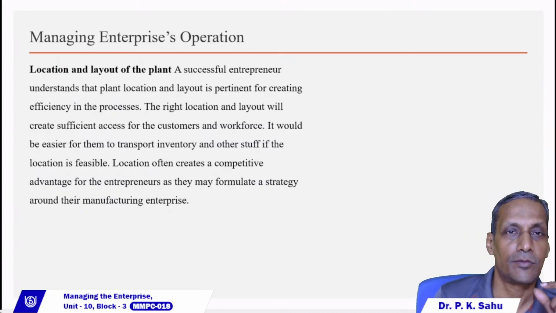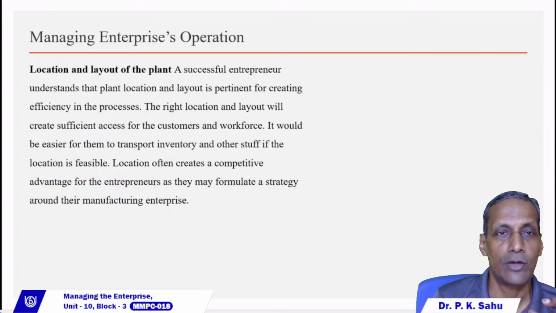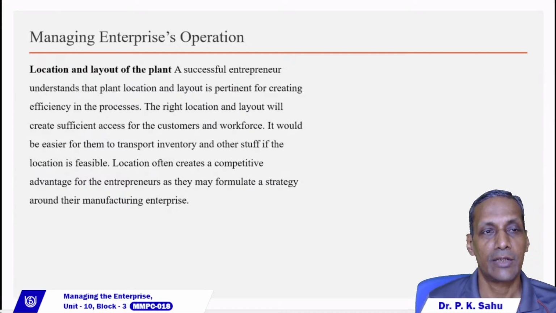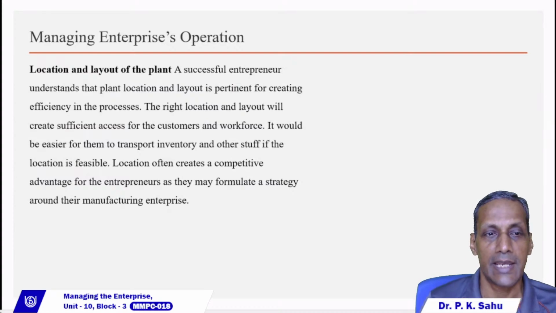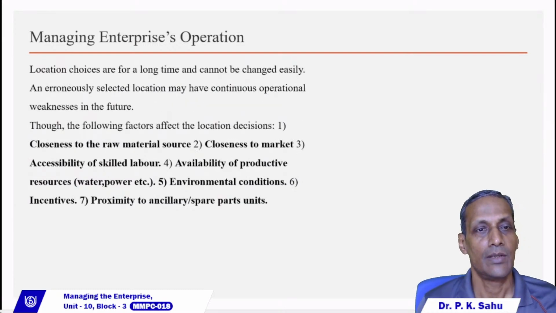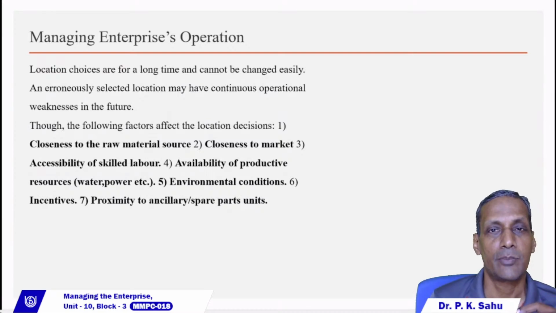We have discussed at length managing enterprise operations; location and layout of the plant is an important feature. A successful entrepreneur understands that plant location and layout are pertinent for creating efficiency in the processes. The right location and layout will create sufficient access for the customers and workforce. It would be easier to transport inventory and other items if the location is feasible. Location often creates a competitive advantage for the entrepreneurs as they may formulate a strategy around their manufacturing enterprise. So location choices are for a long time and cannot be changed easily. An erroneously selected location may have continuous operational weakness in the future.